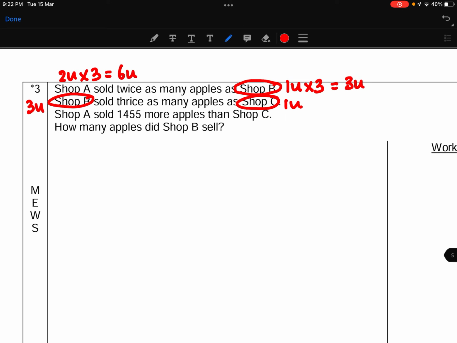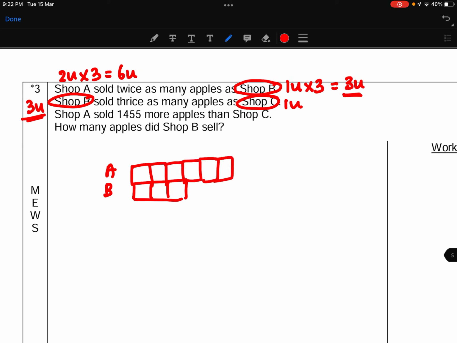Okay, once you have identified that shop B is the same, which is 3 units and 3 units, you're going to start to draw. So you will have B with 3 units. You would have A with 6 units, 5, 6, and then you would have C with 1 unit. Please make sure to label.